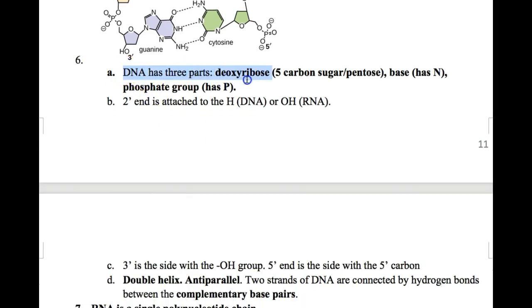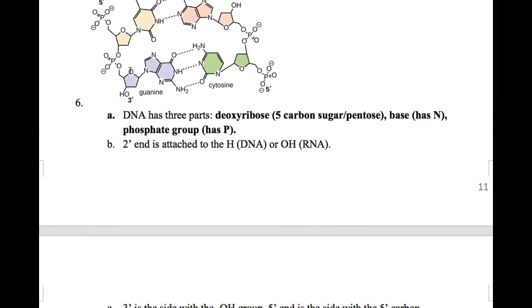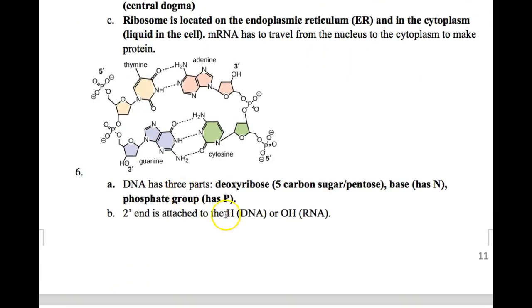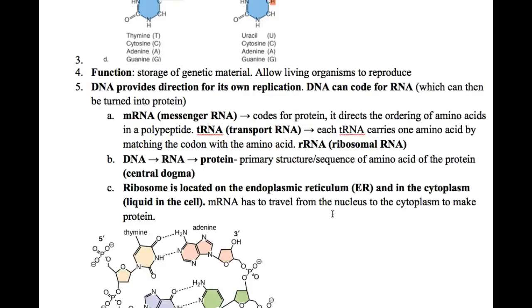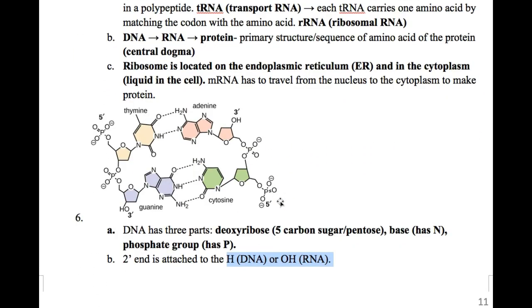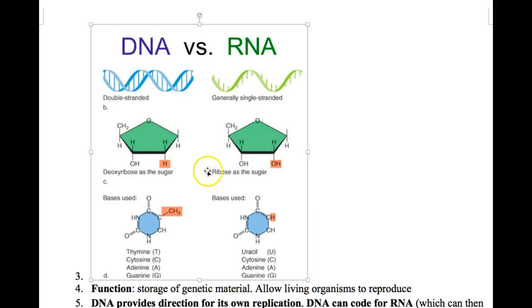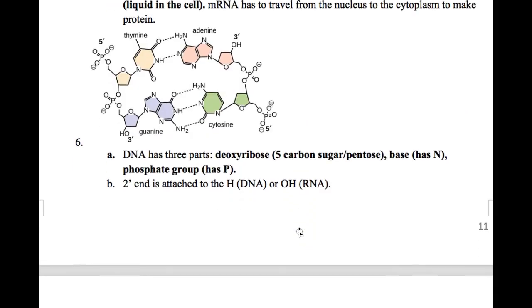DNA has 3 parts. We already talked about this. Oh, okay, so the 2' end about the hydrogen and the OH is talking about right here. So this is our 2' carbon that's attached to an H or an OH. So you just know that that's one difference between DNA and RNA. Their sugar is different. No, we're almost done. Yay.